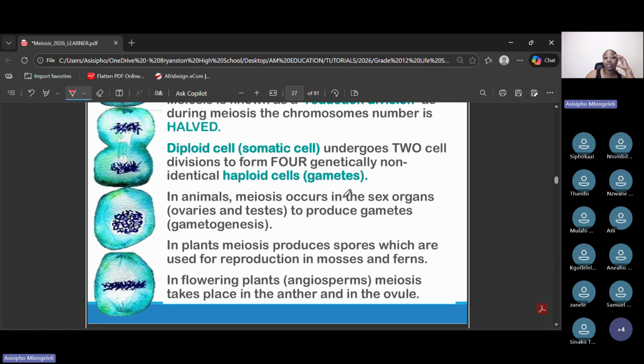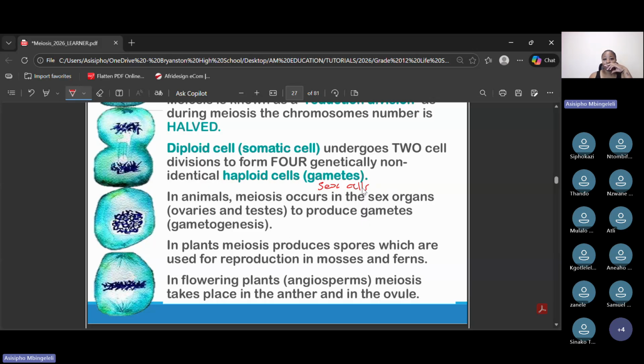Now, in your somatic cells, the diploid cells, a full cell, we are going to have two cell divisions. Now, these two cell divisions will allow us to form haploid cells, which we call gametes. So gametes are actually sex cells. So sperm cells for males and egg cells for females.